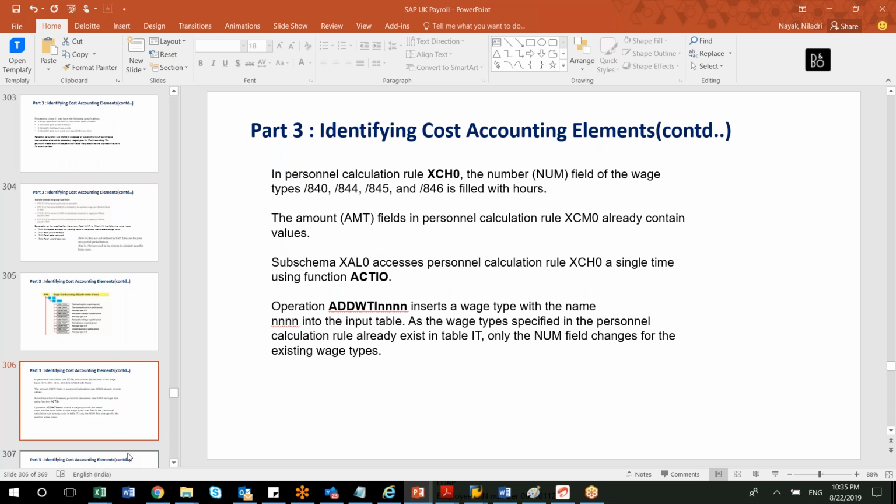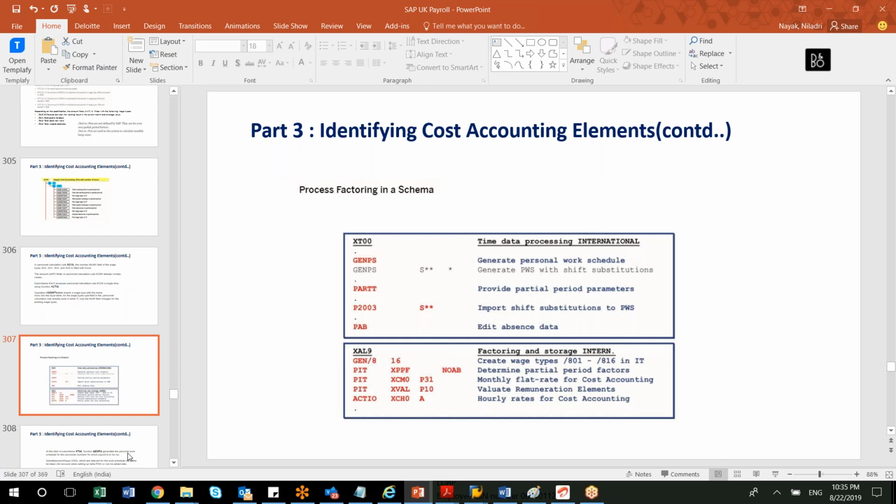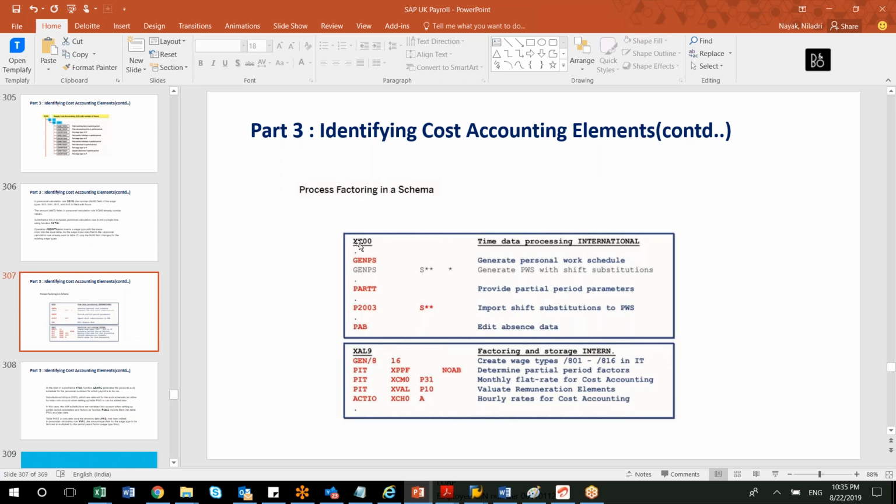So here actually I have explained. Whenever a generic example is given here, you can use GT00 instead of XT00. It is applicable for all countries, not only specific to UK. So here I have a generic example of XT00, that is for time data processing. You can have your GT00, and then last session I was explaining GE and PS.